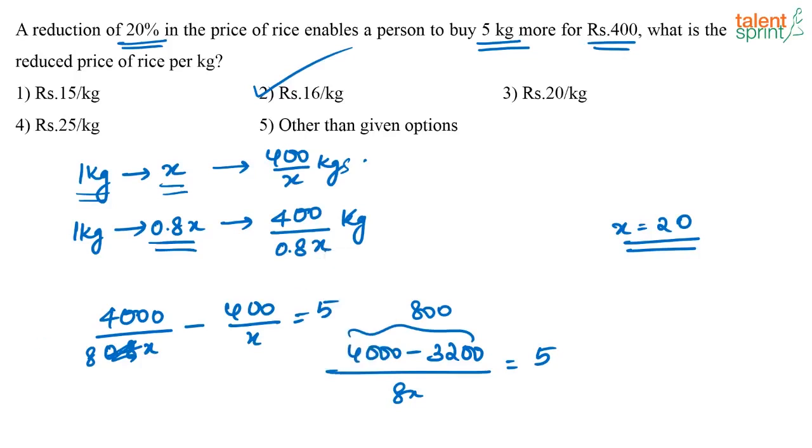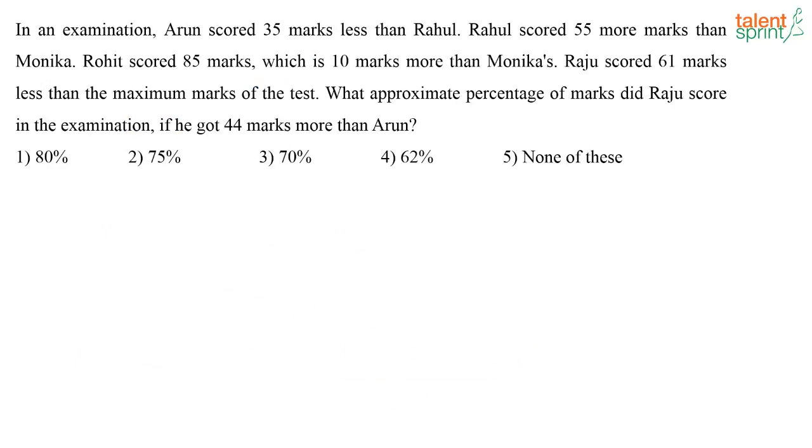Now in the question they are saying that when this reduction is happening, the person is buying 5 kgs extra. Earlier if I was buying y kgs, now I am buying y plus 5 kgs. So if I find the difference between these two, I will get the answer as 5. That is what I did, and I solved for the value of x. So x is 20 means earlier the price of 1 kg of rice was 20 rupees. What is the current price of 1 kg of rice? 20 into 0.8, that is 80%, nothing but 4 by 5. I took it in terms of fractions. 16.